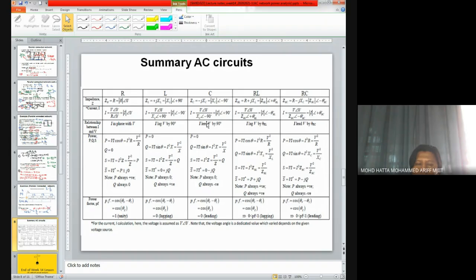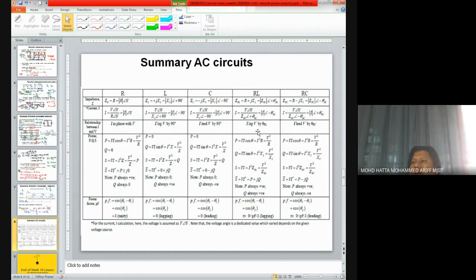For a circuit that only consists of a capacitor, the current will always lead the voltage by 90 degrees. It always leads for a capacitor and always lags for an inductor. The current always lags the voltage. This is considering that voltage is our reference.